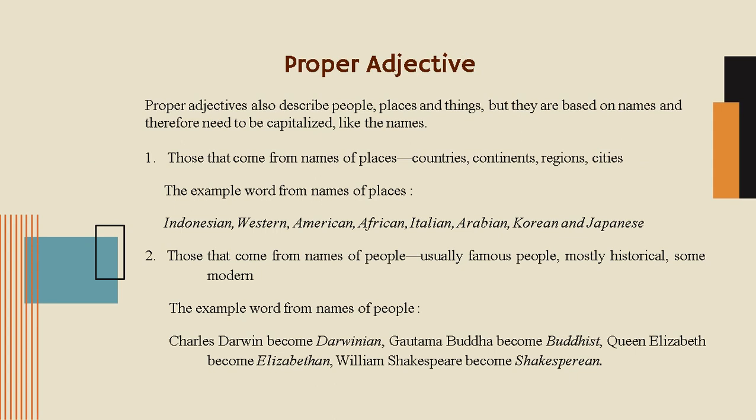And then the second are those that come from names of people, usually famous people, mostly historical, some modern. The example words from names of people are Charles Darwin becomes Darwinian, Gautama Buddha becomes Buddhist, Queen Elizabeth becomes Elizabethan, and William Shakespeare becomes Shakespearean.